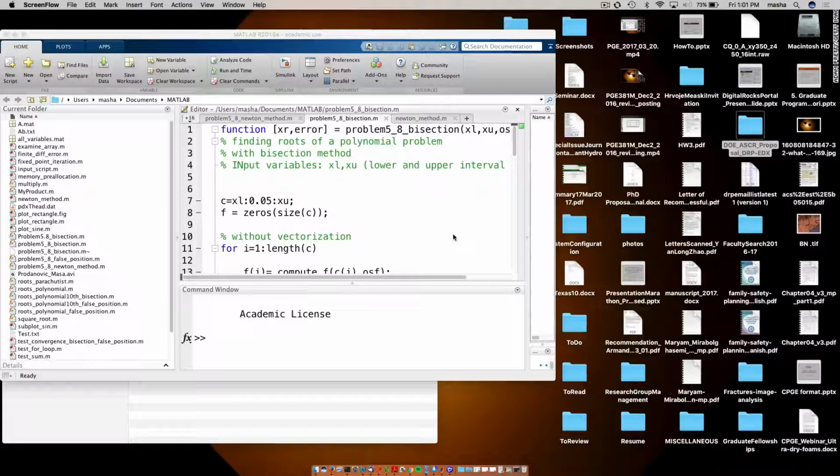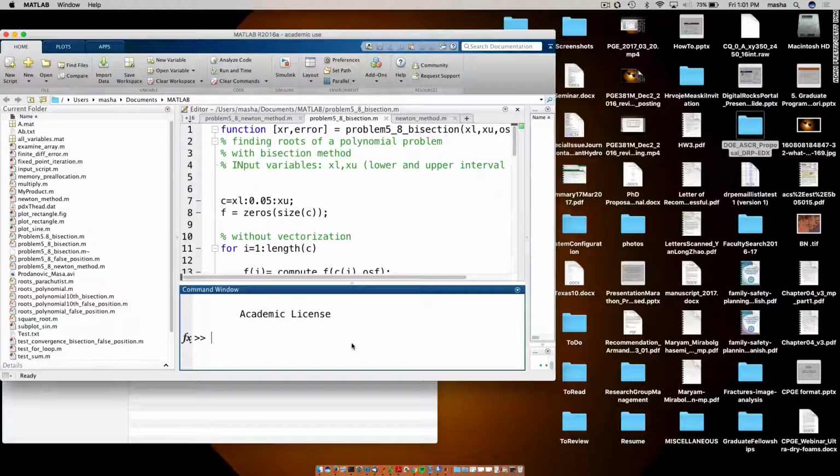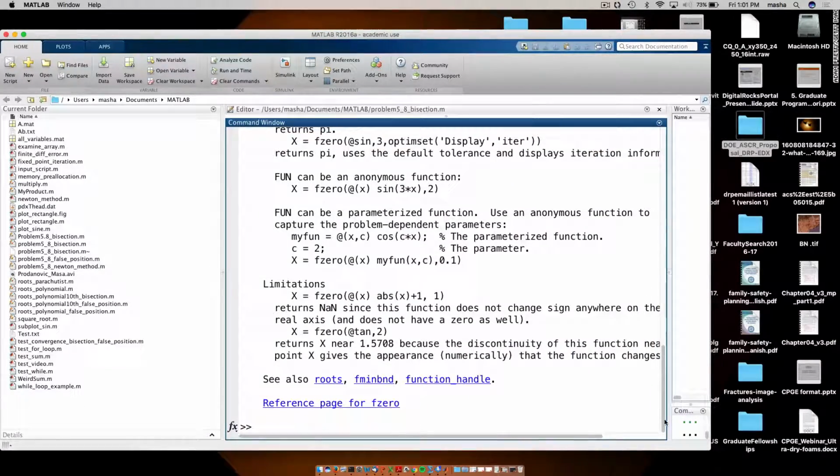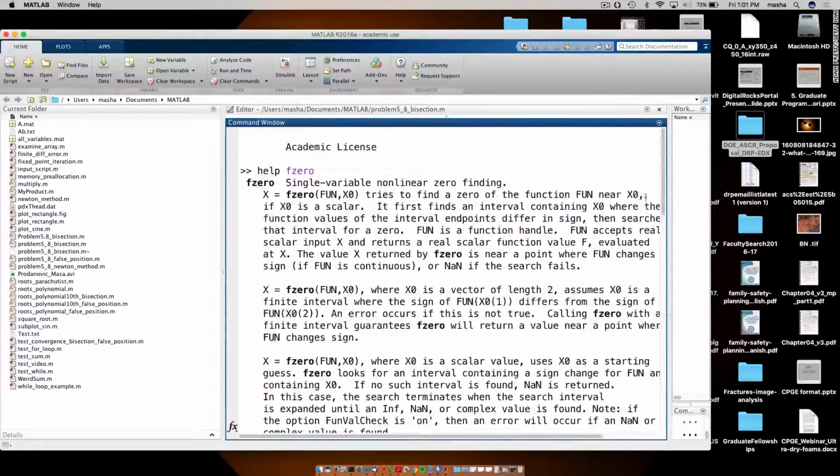All right, so just a quick comment on how to use fzero. So I'm just gonna do help fzero quickly to see what MATLAB says and whether it's helpful. So the problem with MATLAB help is that it's always very verbose, so reading through it is not necessarily simple. But basically you need to have a function or some way to define it.